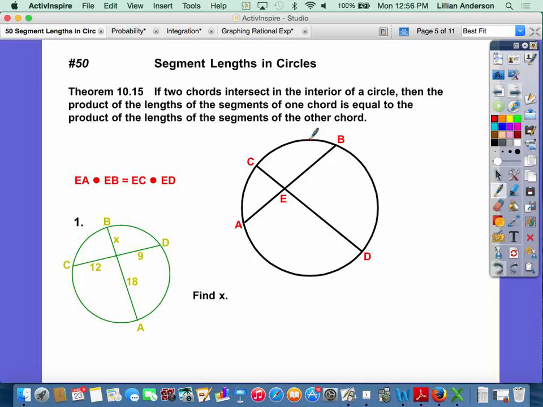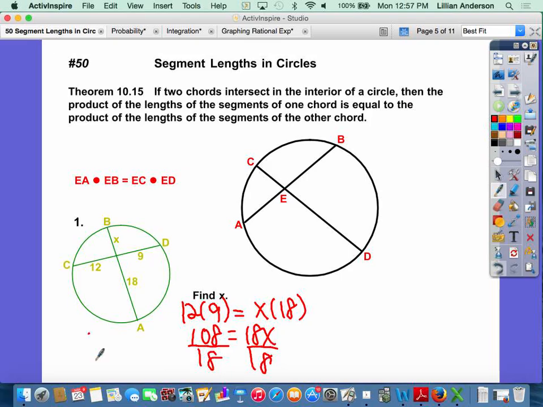So in this example, how would I set this up to find x? 12 times 9 equals x times 18. That's how you would set it up to solve this problem. 12 times 9 is 108. 108 equals 18x. X is 6, because that is 108, not 180. And it's just that simple.